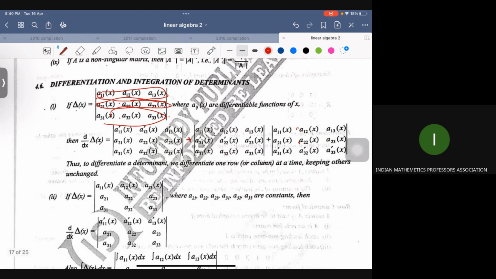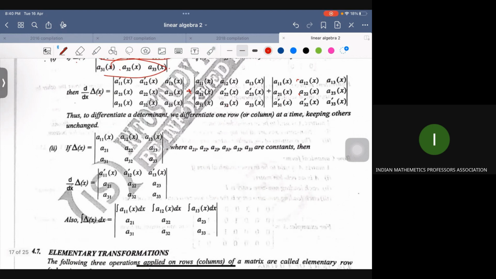The integration is also the same, instead of the determinant, we put an integration symbol. If any row has real entries, if it is not a function, then its derivative will be 0. So d by dx of delta x is nothing but a11 dash of x, a12 dash of x, a13 dash of x, and the other two rows are the same.